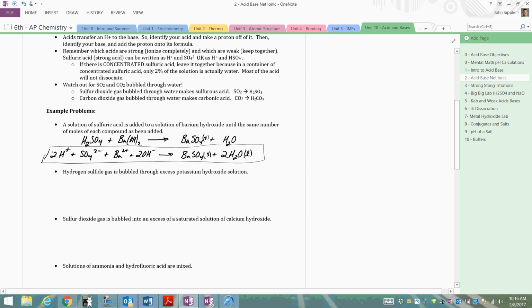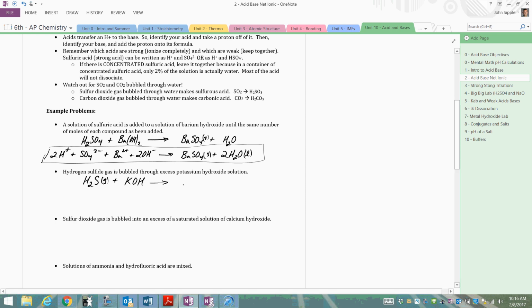All right. So we have hydrogen sulfide gas bubbled through excess potassium hydroxide solution. So you've got hydrogen sulfide gas, H2S, and since it's a gas, I'm going to leave it together. And we have potassium hydroxide, KOH. Obviously potassium hydroxide is our base, and hydrogen sulfide is going to be our acid here. So we do a little double replacement.